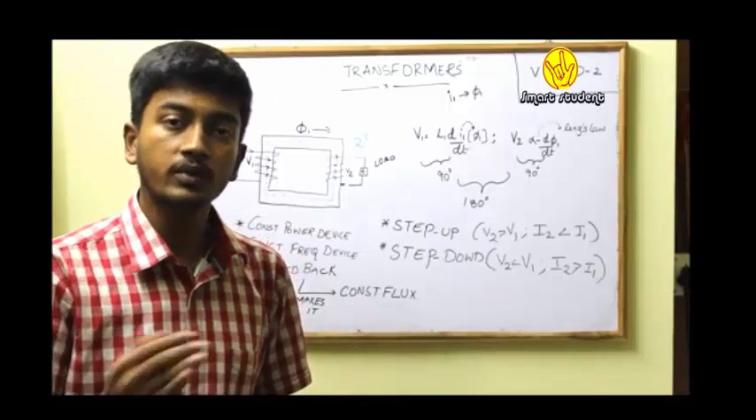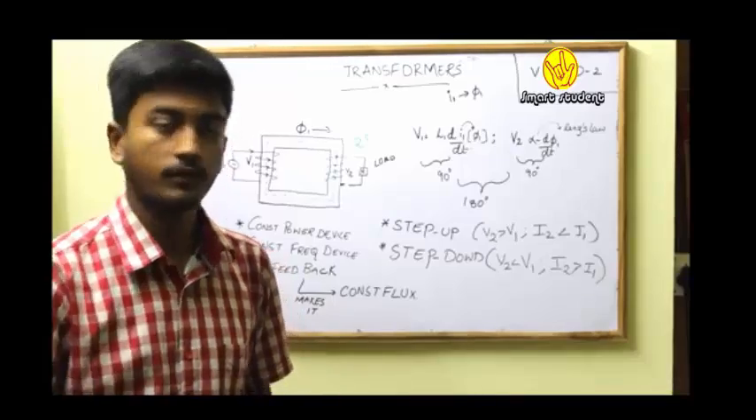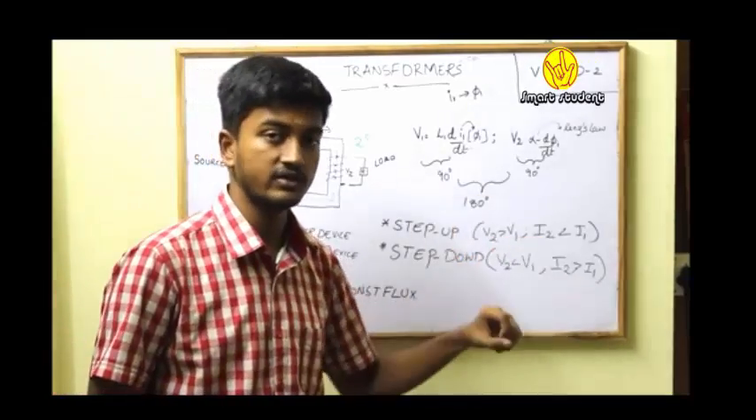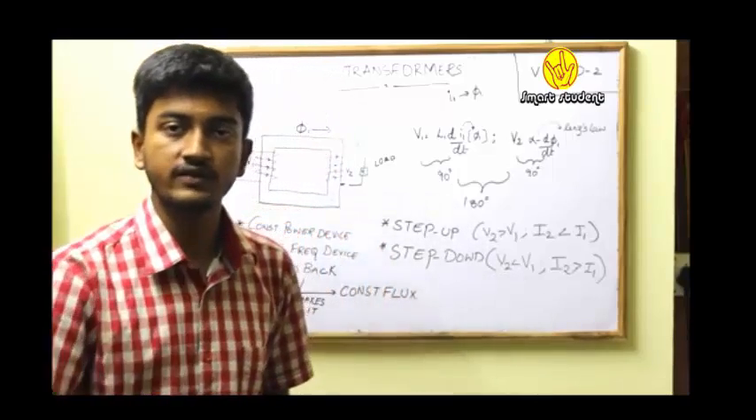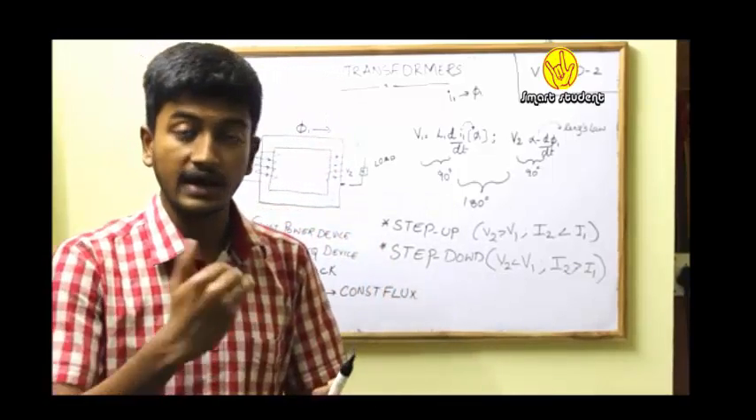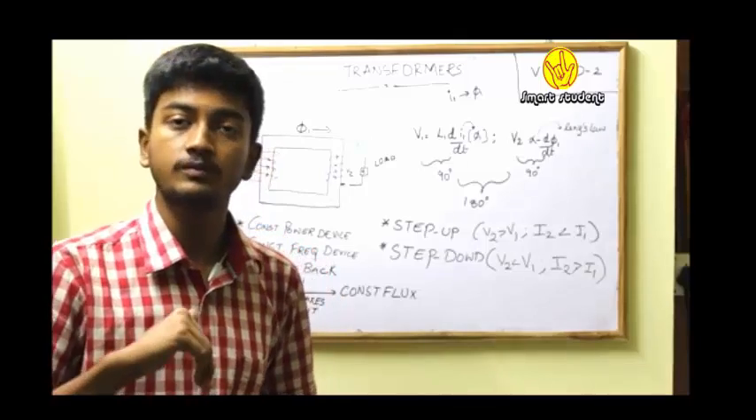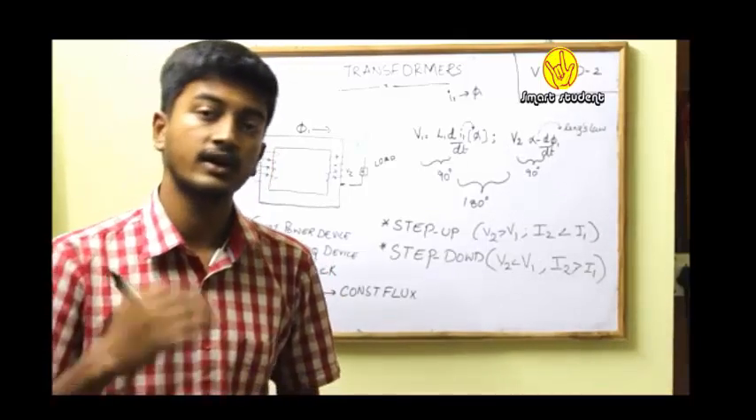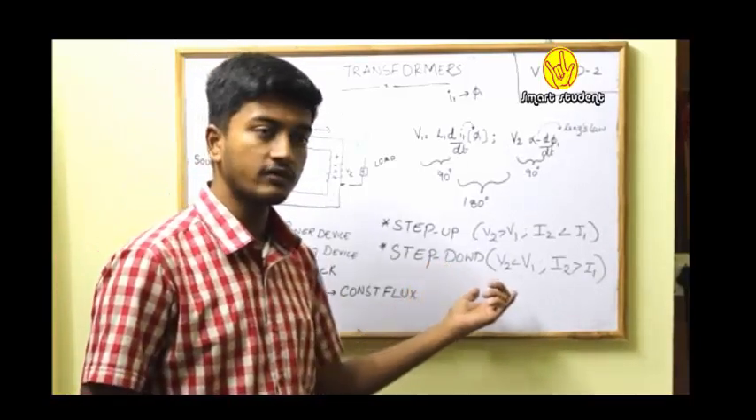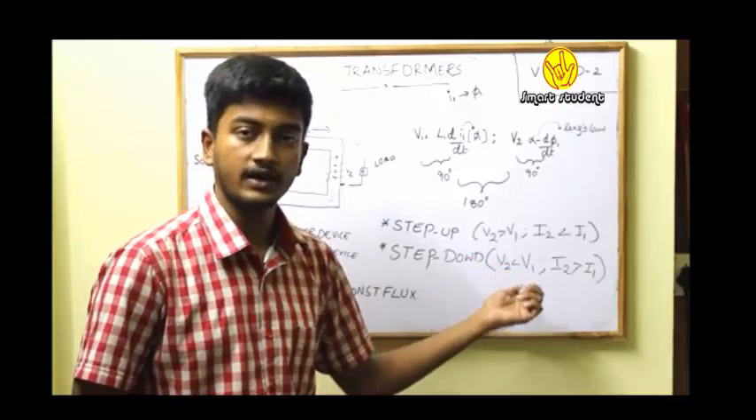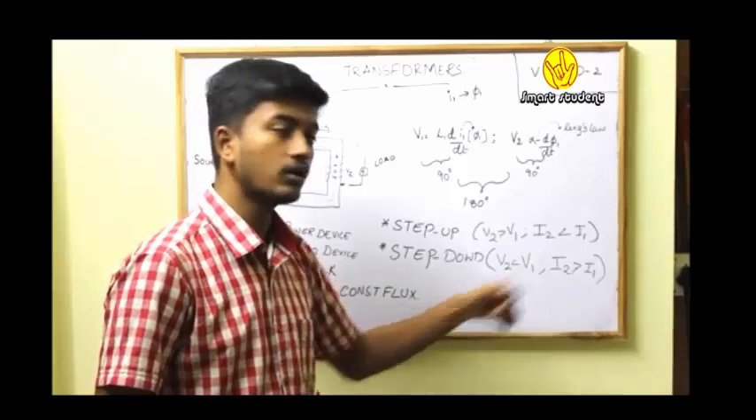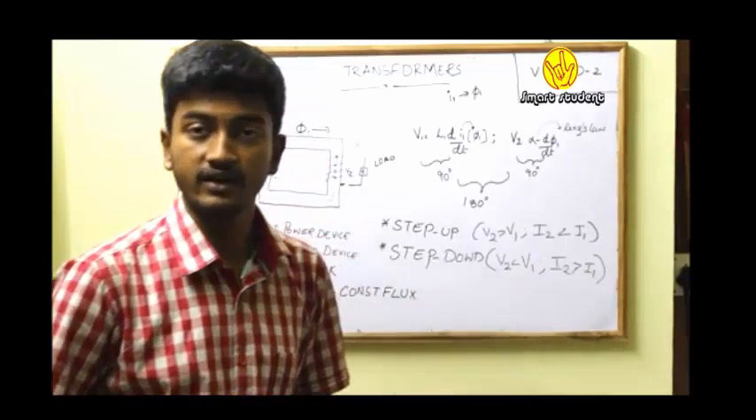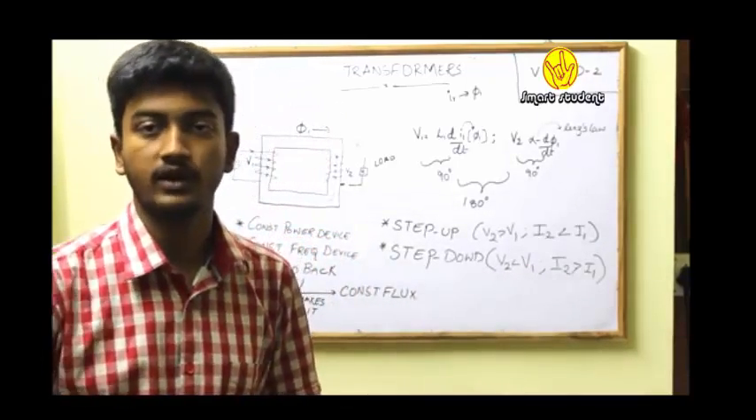And in order to maintain the constant flux throughout the operation, my secondary current will be less and my primary current will be more. By doing this, constant power is maintained throughout the operation. In a similar fashion, a step-down transformer can be understood as: my primary voltage will be greater than my secondary voltage, or vice versa, my secondary current will be more than my primary current.